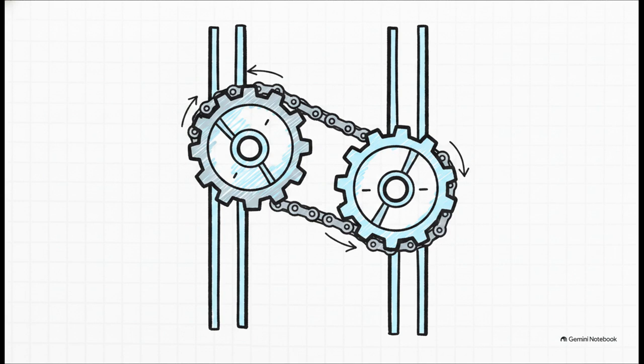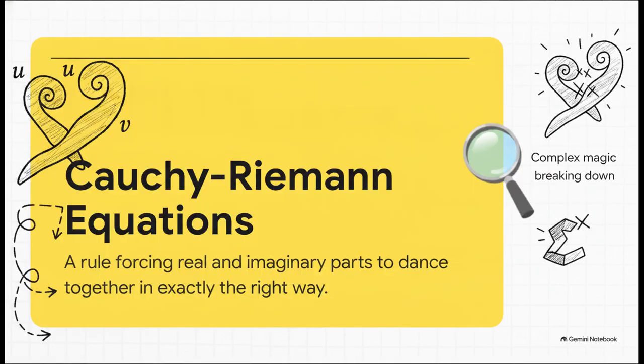But here's the catch. They can't just run off and do whatever they want. They have to work together simultaneously to create a valid complex function. And that brings us directly to the Cauchy-Riemann equations. Now, don't panic about the algebra here. Just think of this as a super strict mathematical compatibility rule.